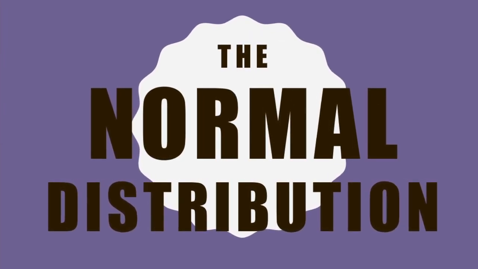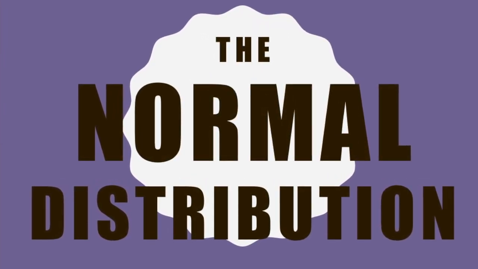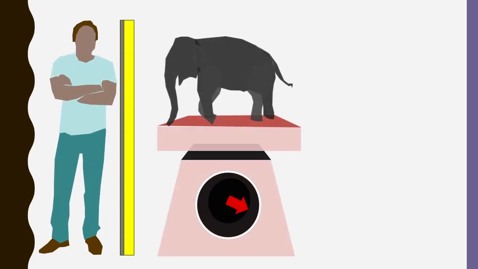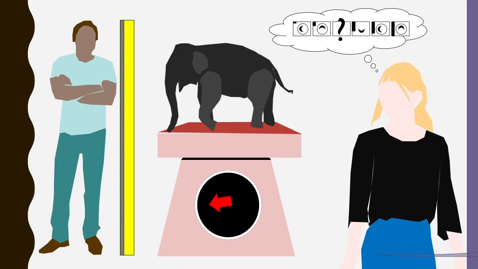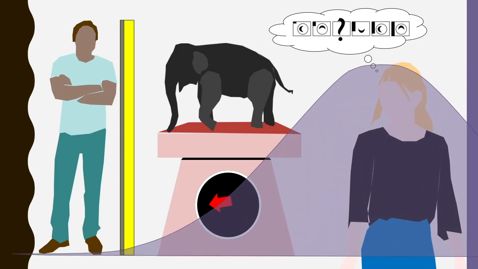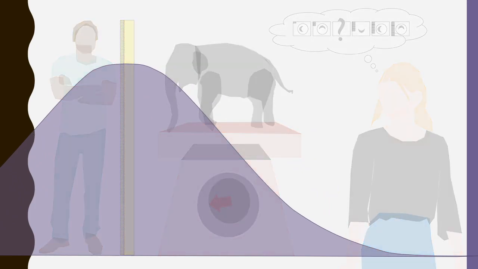There's a model that shows up over and over again when we look at data from the real world. Whether in the heights of people, the weights of elephants, even IQ scores.